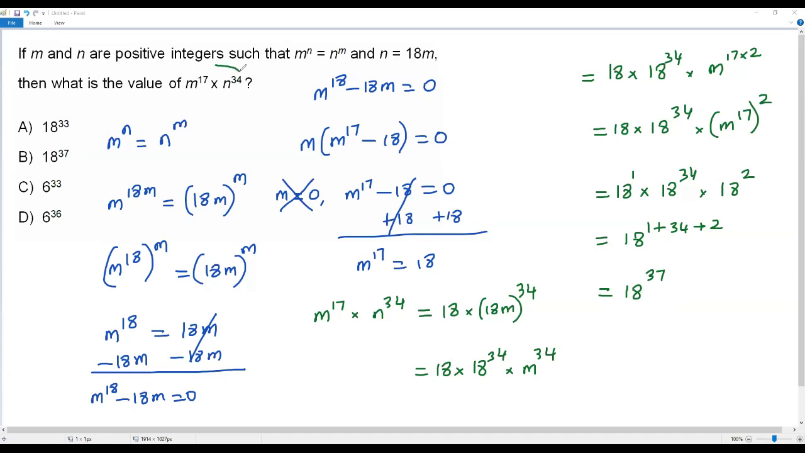I got the value of the expression m to the power of 17 times n to the power of 34. Its value is 18 to the 37th power. We find this 18 to the 37th power in option B. So the correct answer choice for this question is option B.